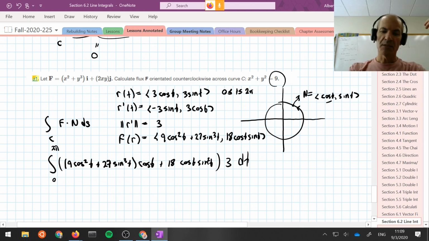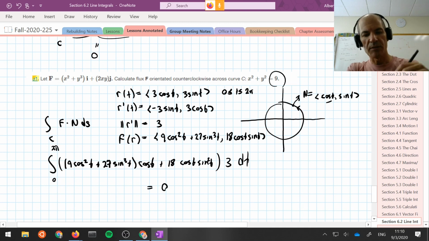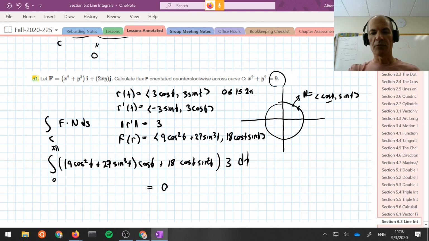This, again, is an integral that you could do. You could grind away at it with the half-angle identity and so on. If you work it out, interestingly enough, it all comes out to 0. But I'll leave that to you to figure out. So what we learned from this is that the flux of this thing across the curve x² + y² = 9 is 0.